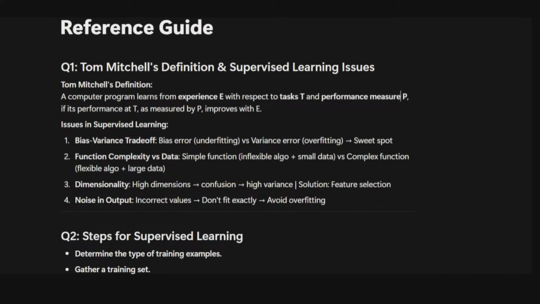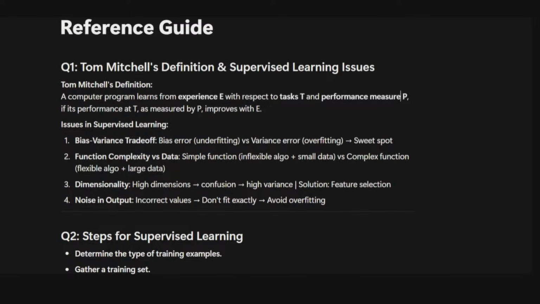Next is function complexity versus data. Ensure that you mention that if your true function is too simple, your learning function is too simple, then it becomes an inflexible algorithm and it will only work for small data. But if you have a complex learning function, then it is a flexible algorithm that will work on large data. You need to compare and contrast how it varies according to data and your learned and true function. So ensure that these three key terms are present.